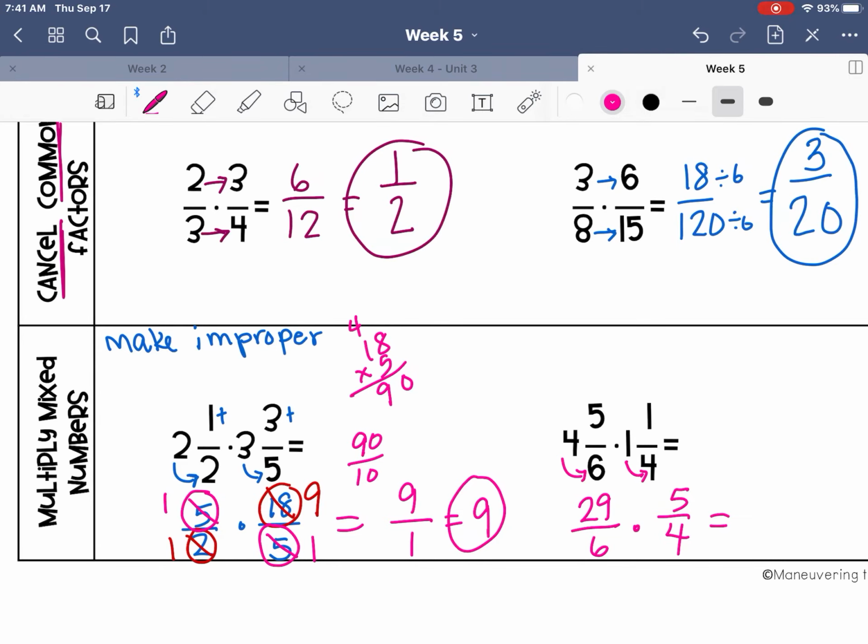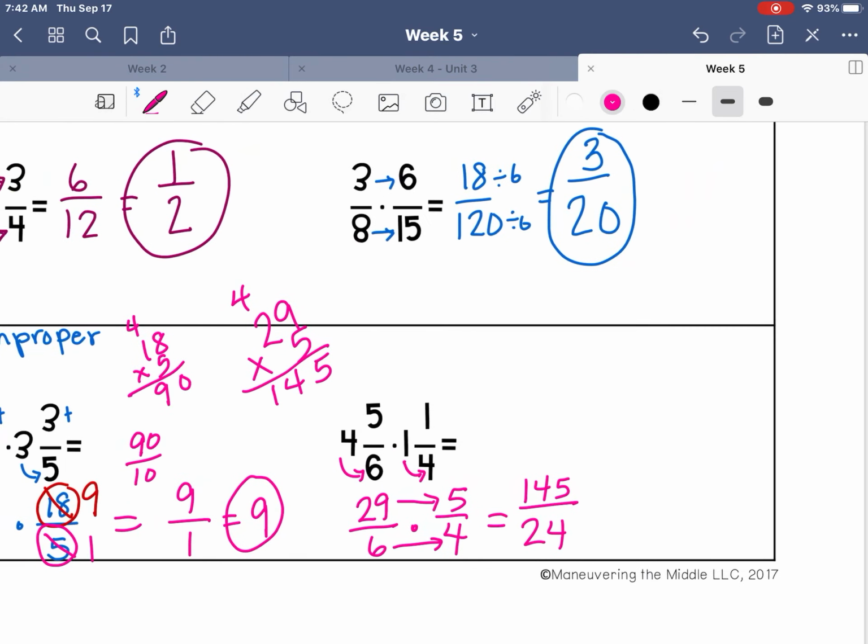Now, sadly, none of these cross products have a common factor, so I'm just going to have to multiply and then simplify. So the first thing I'm going to do is multiply the numerators. 29 times 5, I don't know my 29s, so here I go. 5 times 9 is 45. 5 times 2 is 10, plus 4 is 14. So my numerator is 145. Then my denominator, 6 times 4 is 24.